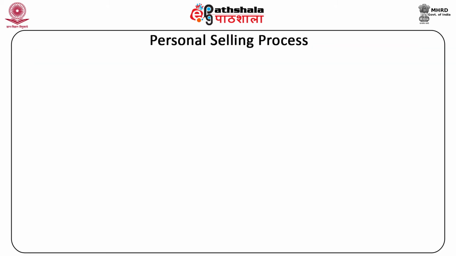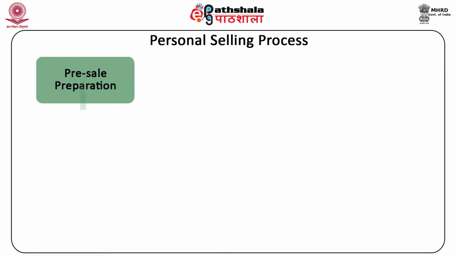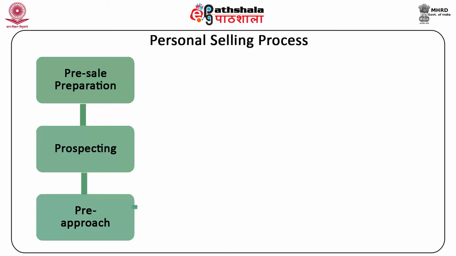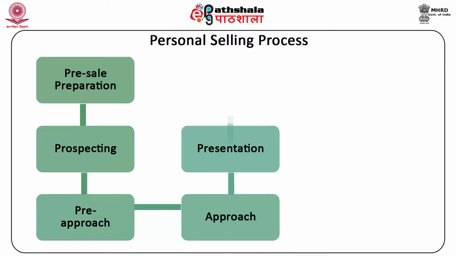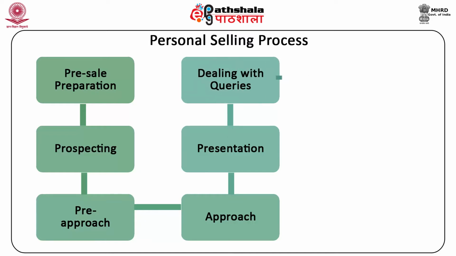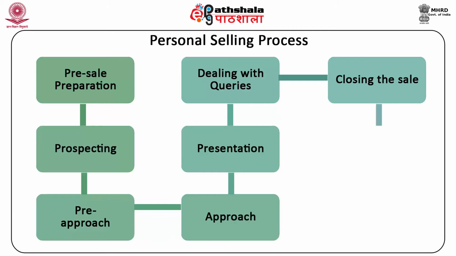Personal selling process. The various stages in the process of personal selling are explained as follows. Pre-sale preparation, prospecting, pre-approach, approach, presentation, dealing with queries, closing the sale, post-sale activity, follow-up.